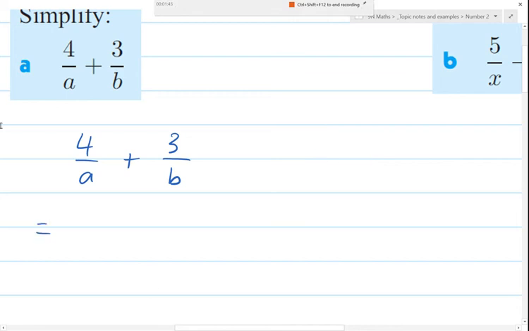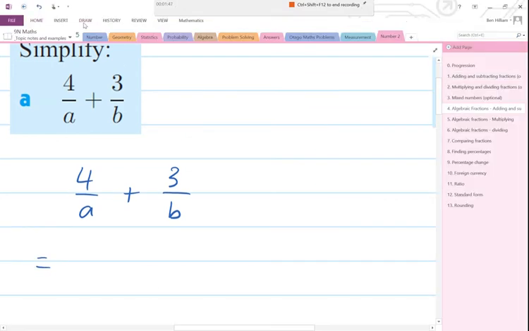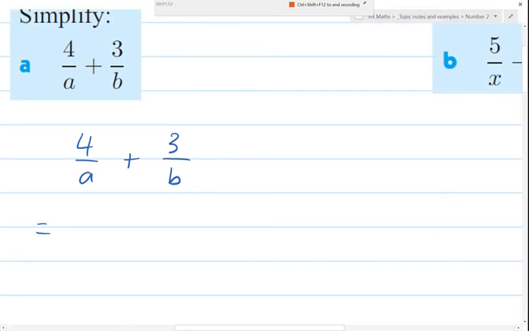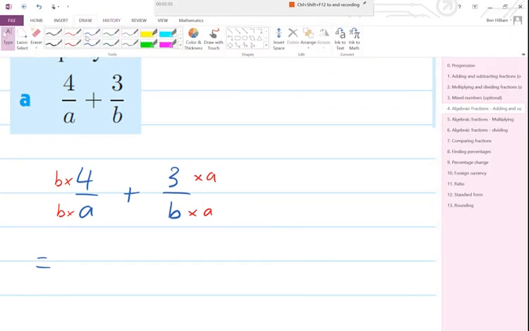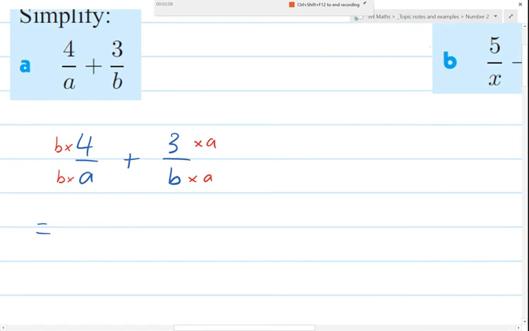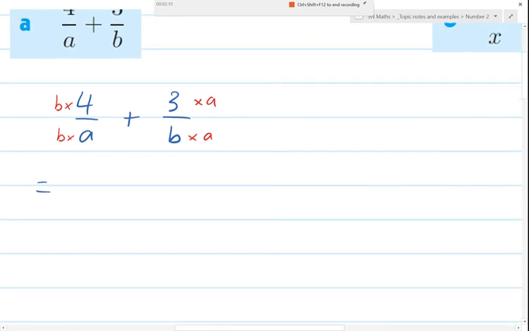I might even use a different colour pen here so that we can highlight exactly what's going on. So I'm going to multiply this fraction by b on the top and the bottom, and I'm going to multiply this fraction by a on the top and the bottom, and I'll explain why in just a second. What that will do is give us two fractions where the bottoms are both ab, and that's why I've multiplied it in that way.